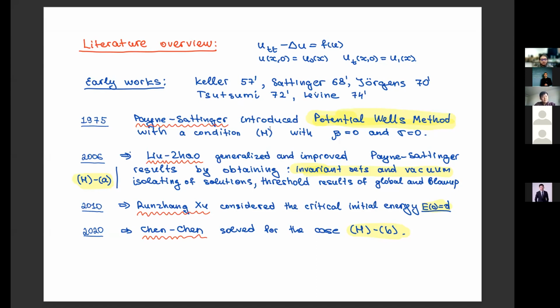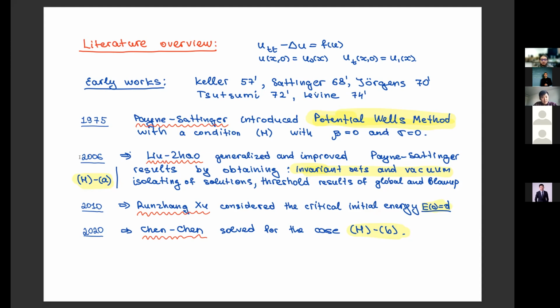And first, in 1975, pioneer Sattinger introduced the potential well method with condition H, where beta is 0 and sigma is 0. It was introduced for the heat equation and the wave equation, and they used it for both the wave equation and the heat equation.